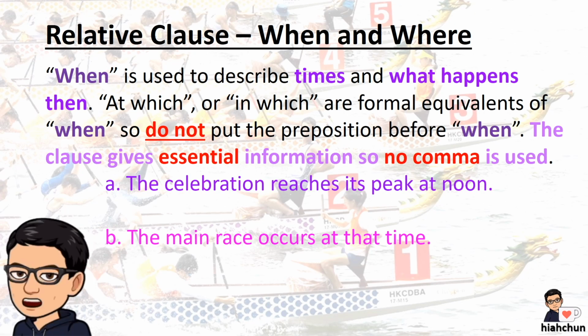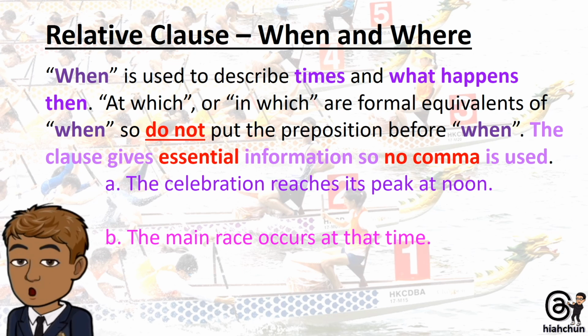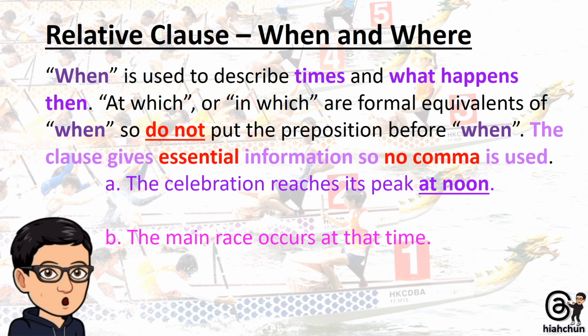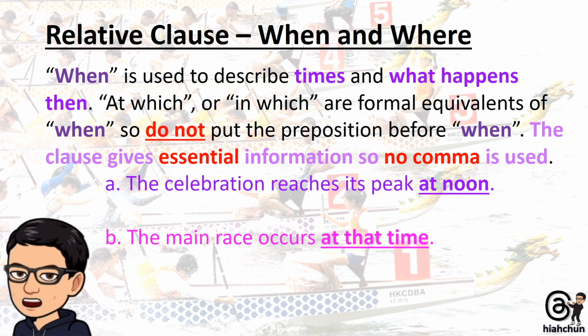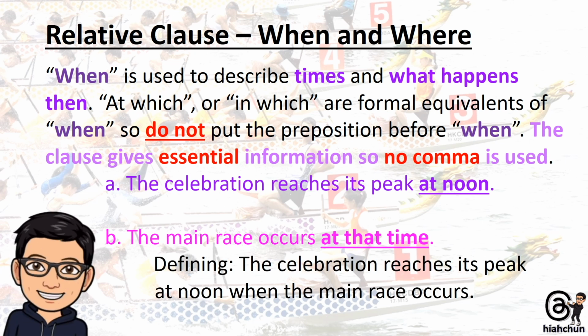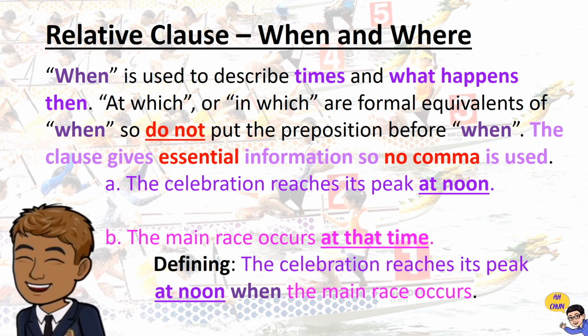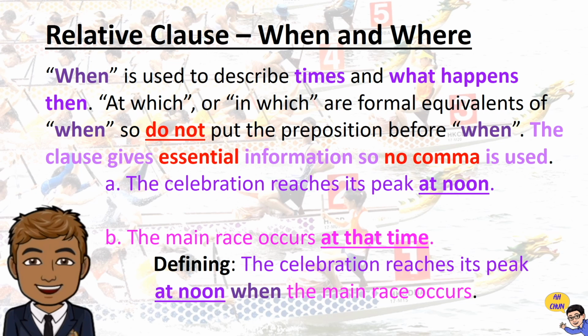Let's look at another example sentence. The celebration reaches its peak at noon. The main race occurs at that time. The phrase at noon appears in both sentences, so we combine them. The celebration reaches its peak at noon when the main race occurs. When explains what happens at that time. This is a defining clause. Essential information is given, so no comma is used.